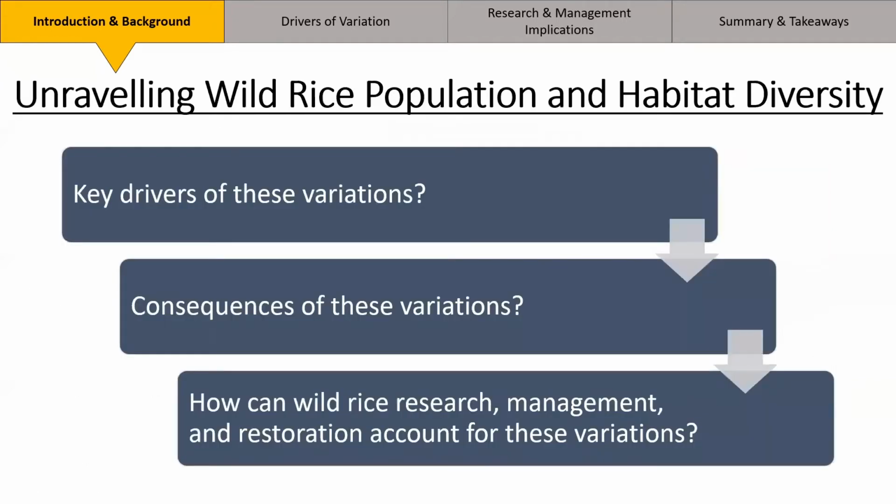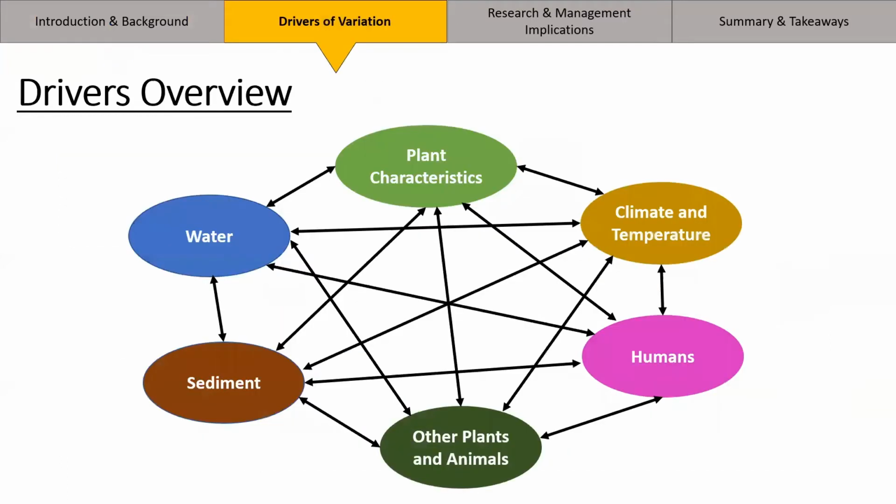This poses three critical questions. What are the key drivers of these variations? What are the consequences? And how can wild rice research, management, and restoration account for these variations? Here, I've grouped six major drivers, but keep in mind all of these drivers are deeply interconnected.